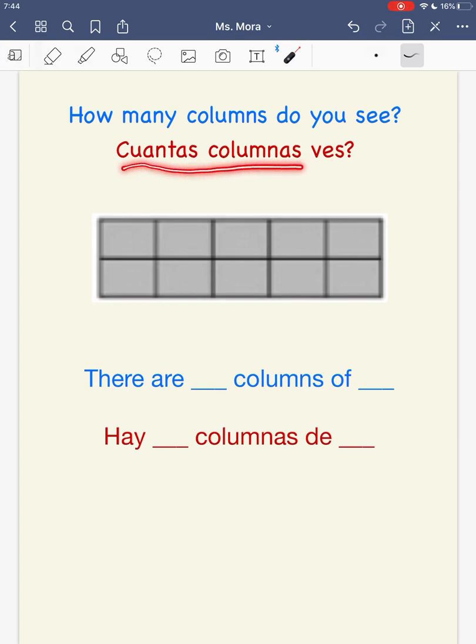So aquí dice, ¿cuántas columnas ves? Es el mismo conjunto que el otro, solo que este quiero saber cuántas columnas hay. Y vas a escribir, hay cuántas columnas de qué y la suma repetida. Así es que pausa la video y regresa cuando estés listo.